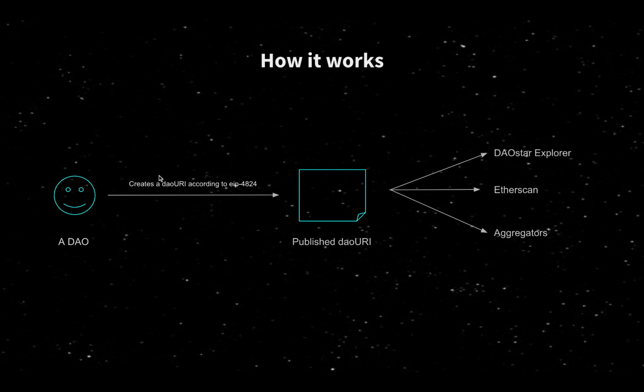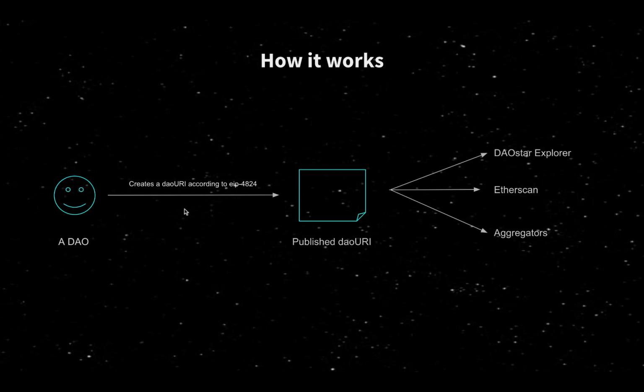A DAO needs to create a DAO URI according to the standard defined by EIP 4824. Once it creates a DAO URI, it needs to publish it. Once a DAO URI is published, it gives easy access to the DAO's information for different stakeholders, and it increases the interoperability of the DAO ecosystem, as it allows the creation of other standards and public infrastructure on top of it.